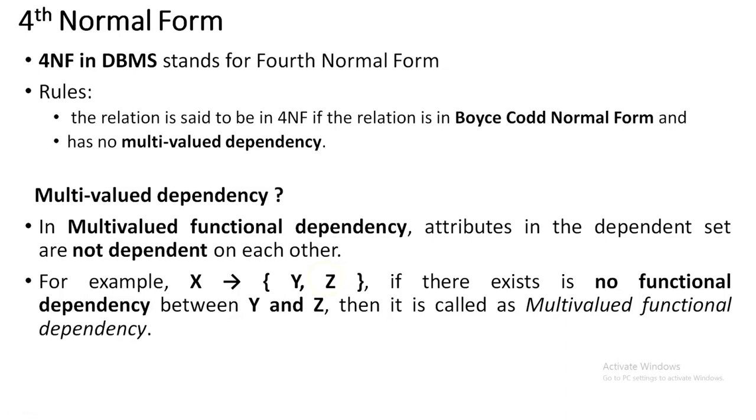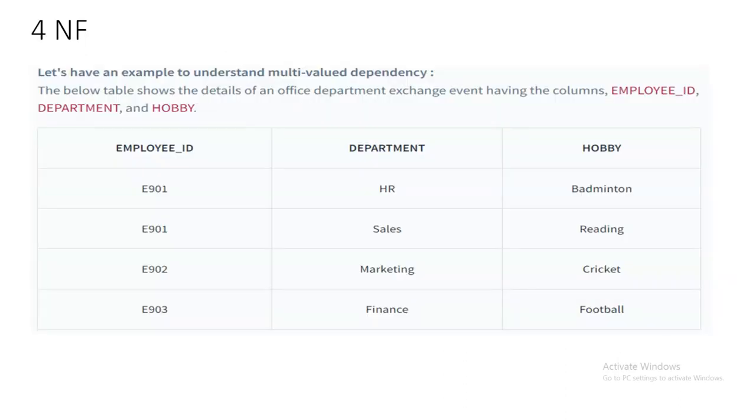When both put together depend upon another attribute, but both don't depend upon each other, that type of situation is called multi-valued dependency. So in this example, we have employee ID, department and hobby. Here, if you check the hobby of an employee, you can see one employee is working in two different departments. So both departments are going to depend upon employee ID, and the hobby of the employee is going to depend upon the employee ID. So both department and hobby are depending upon one attribute, which is employee ID.